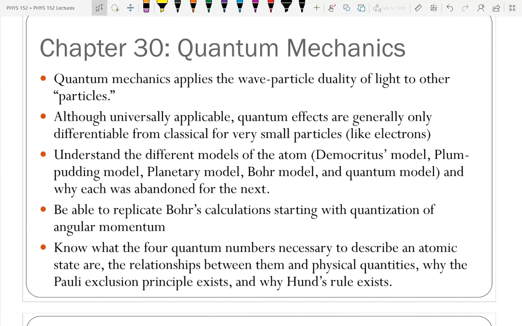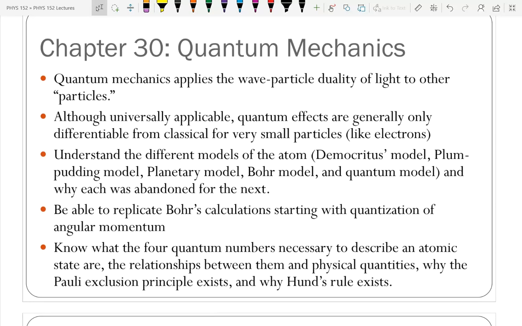Finally, for chapter 30, we had quantum mechanics. Quantum mechanics is looking at the wave-particle duality. At its fundamental, that's the Schrodinger approach, looking at the wave-particle duality. Treating electrons as waves is what we primarily do when we talk about this wave-particle duality. Does it have to be electrons? No, it does not. It could be any particle.